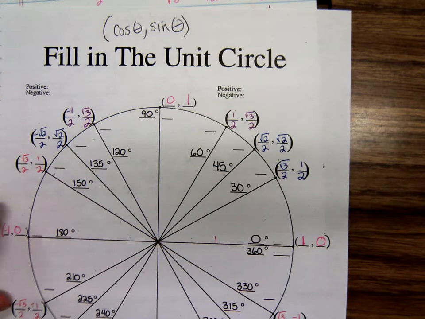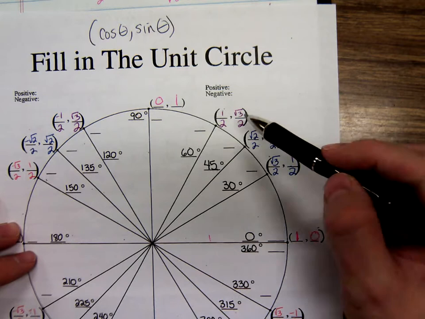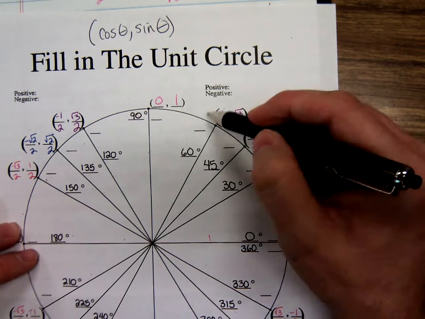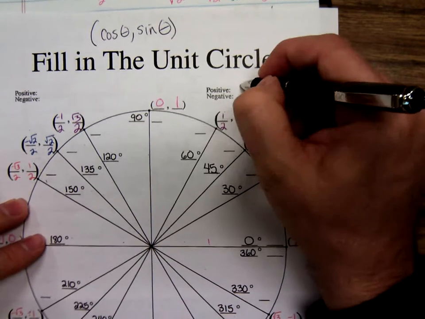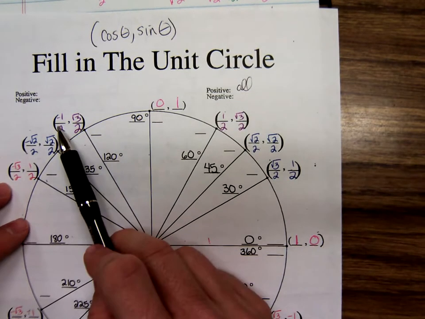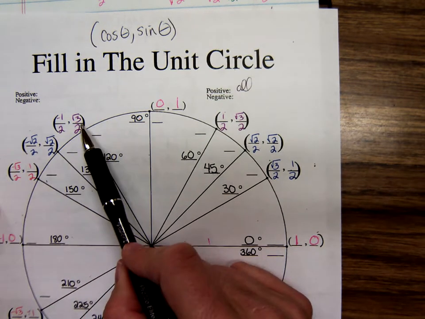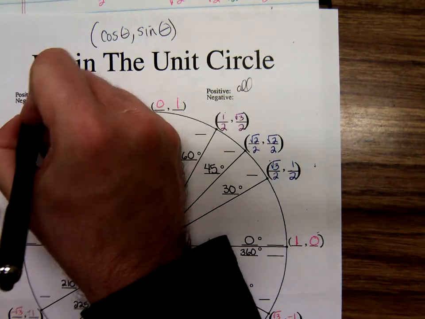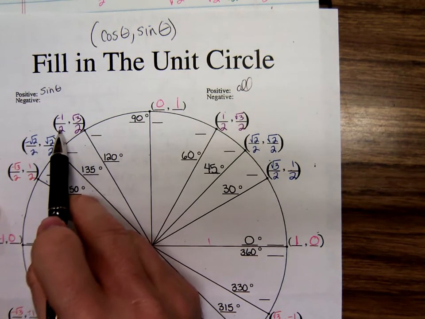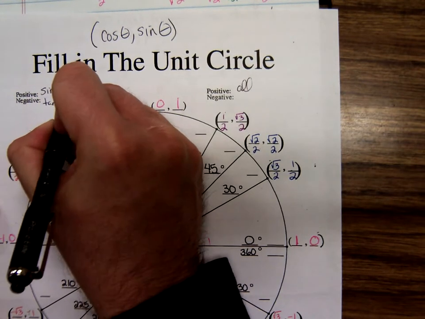And up here, where it says positive, negative, well, all of the trig functions are positive in quadrant 1. Here, let's see. Cosine is negative. Sine is positive. So sine theta would be positive. Now sine over cosine, tangent, that would be negative, along with cosine theta.